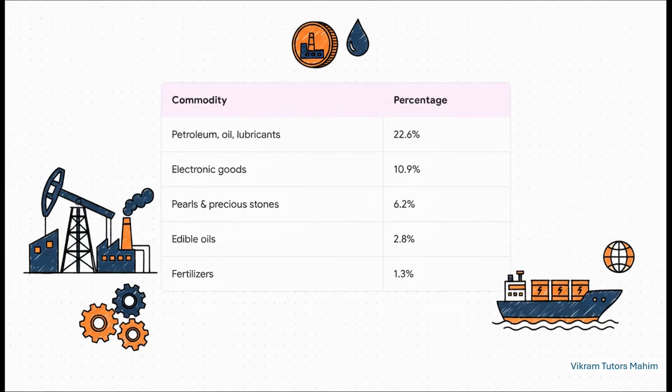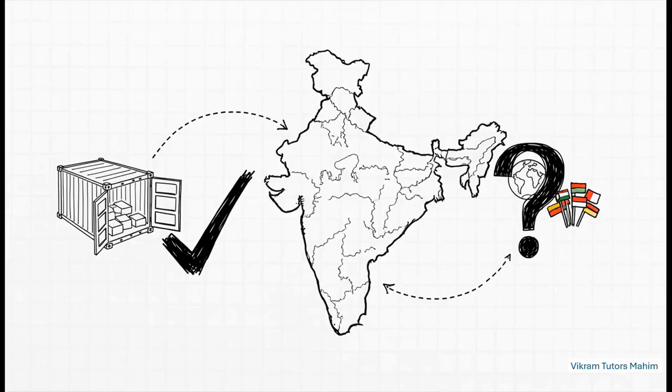Okay, now let's flip it around and look at the other side of the coin, what India is buying. The number one import is petroleum and oil. And what does that tell us? It shows that to power its growing industries and factories, that economic engine we keep talking about, India needs a ton of energy from the global market. But the story doesn't stop there.